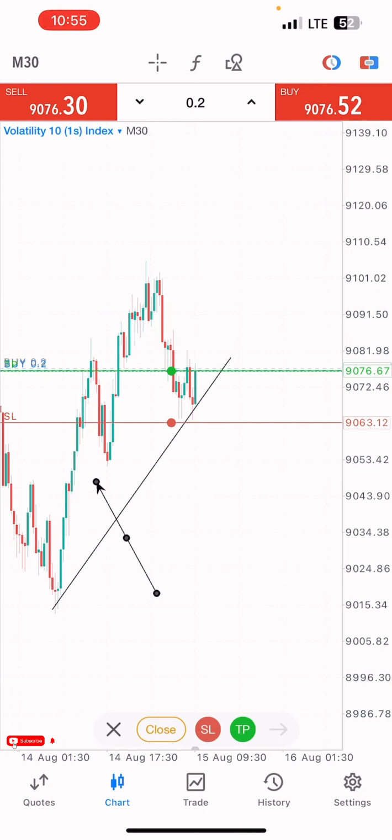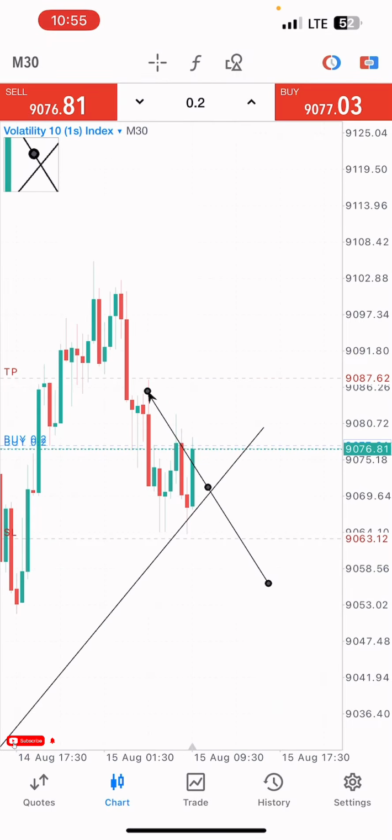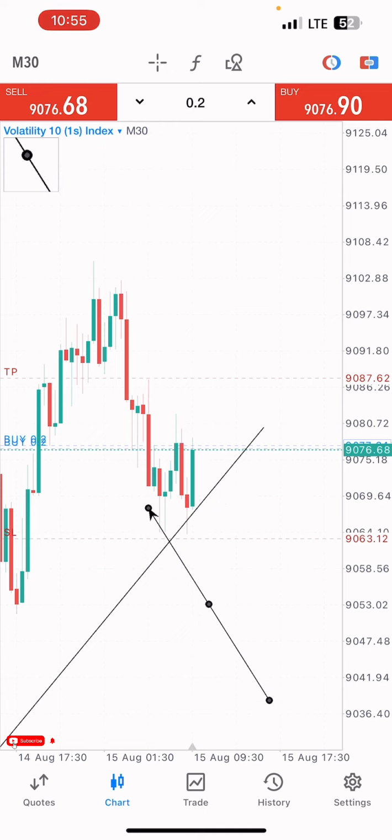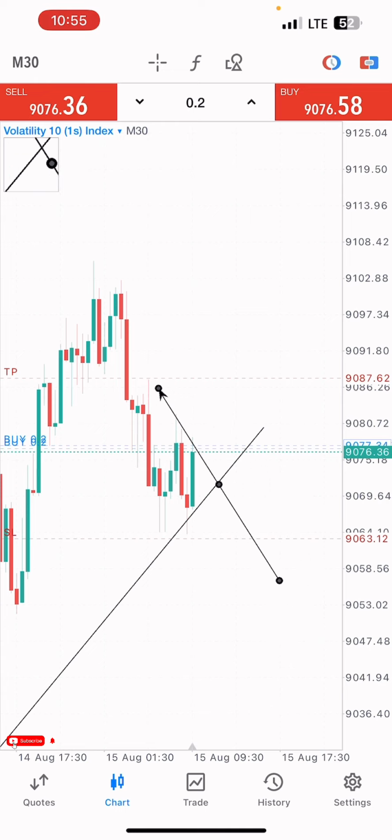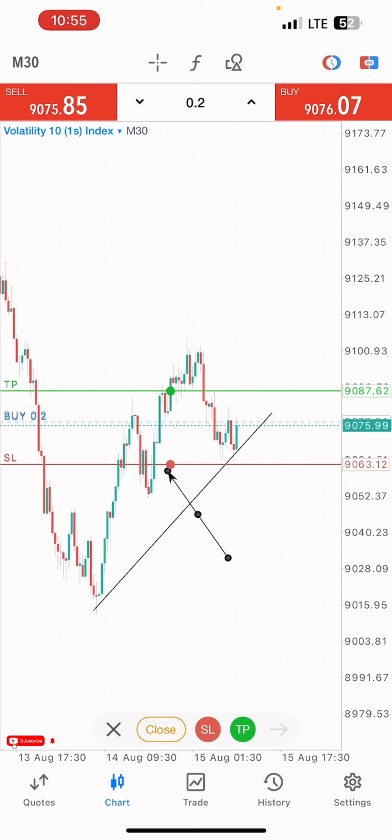Our first TP will be at this point. You've seen the market reaction here. The market pushed to the upside before selling to the downside. So there's a possibility of the market pushing to this same level and reacting as this one. So this is our first TP. And our second TP will be at this point.